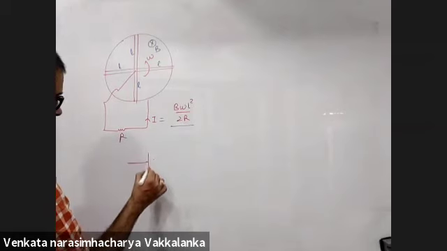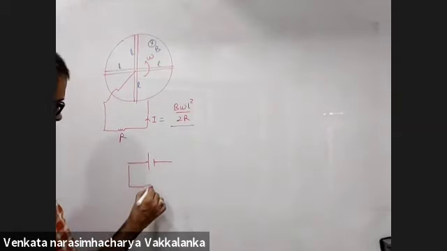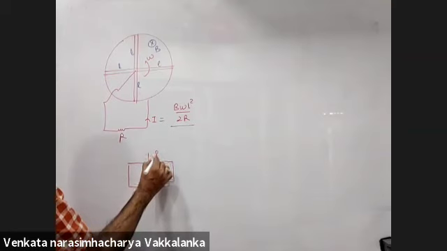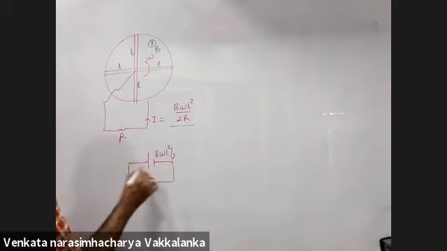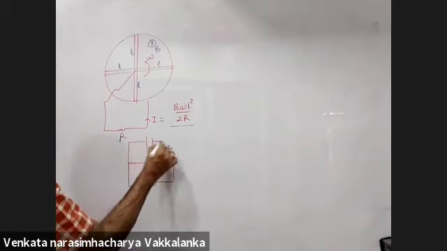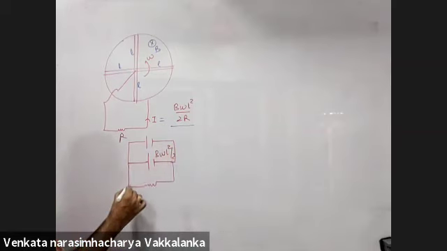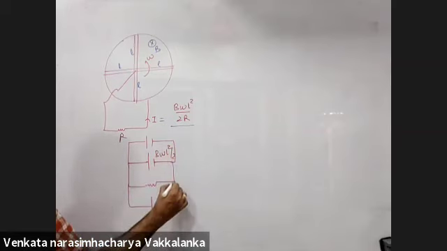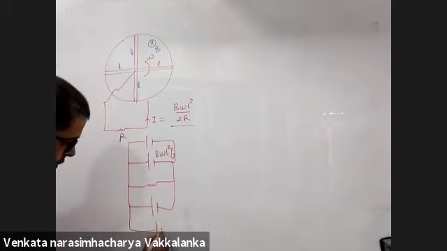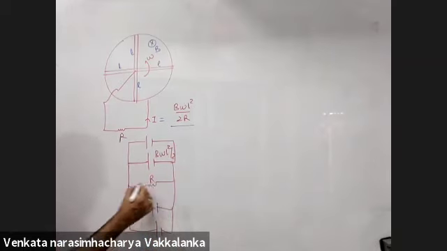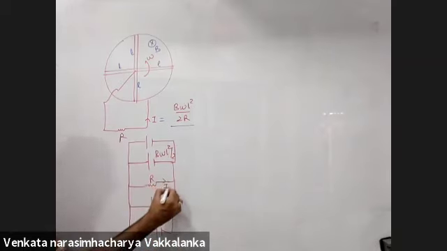It's like telling you, you have a battery like this and you have a resistance. This is B omega L square by 2. Now you add a second battery like this with the same EMF, a third battery with the same EMF, a fourth battery with the same EMF. The current in this will be B omega L square by 2 divided by R.